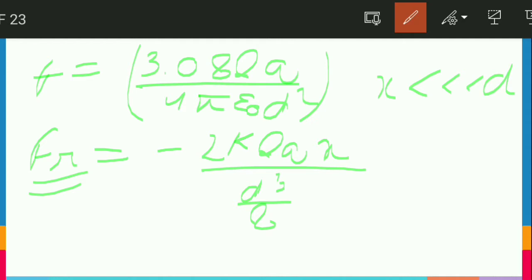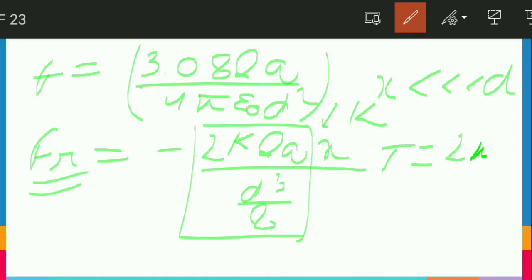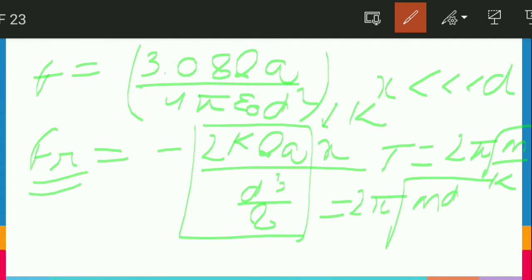From the SHM chapter you may note that this is our k, because we used to write F equals minus kx. For the time period, you know it is 2 pi under root m by k. Just putting the value, we can write 2 pi under root m, d cube upon kQq into some more value. I hope you have got the answer on how to approach this.